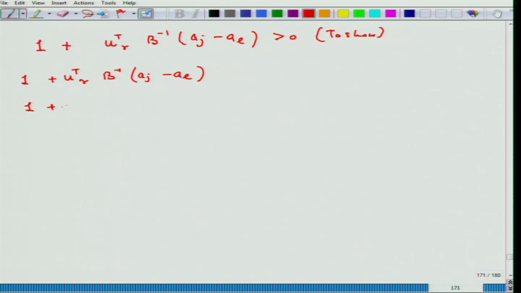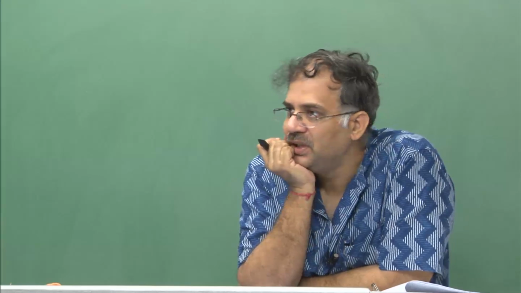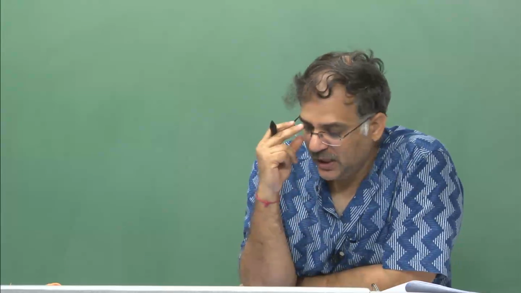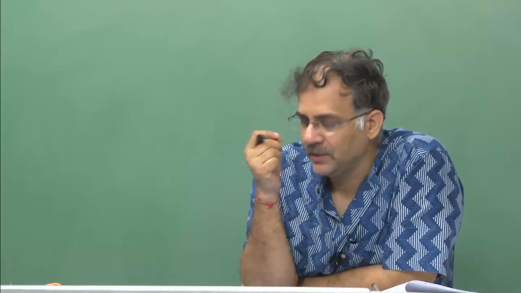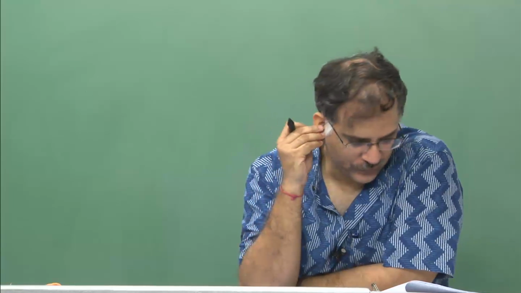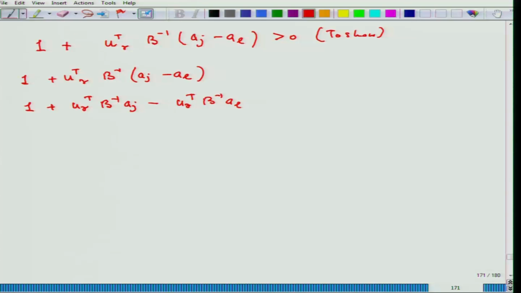So, it is 1 plus UR transpose B inverse AJ minus UR transpose B inverse AL. Now, what is B inverse AL? That is something you need to understand. AL is the thing that you are replacing. AL is actually the column that you are replacing.